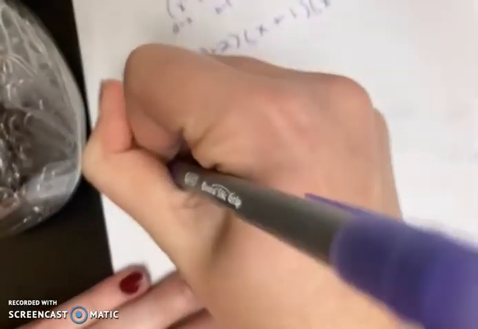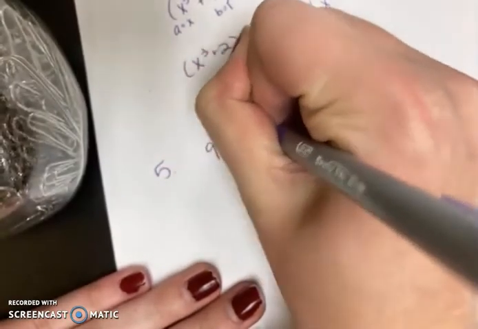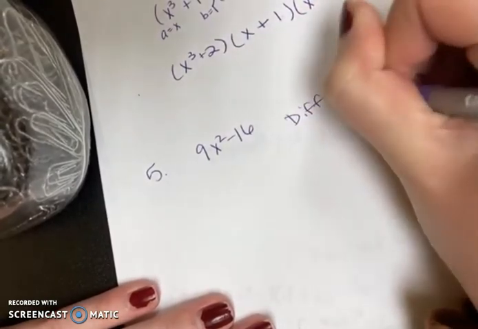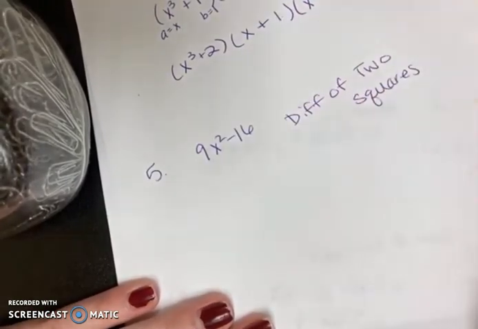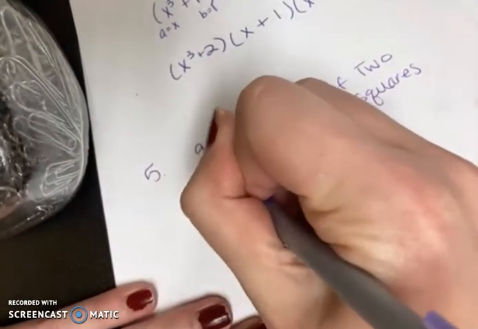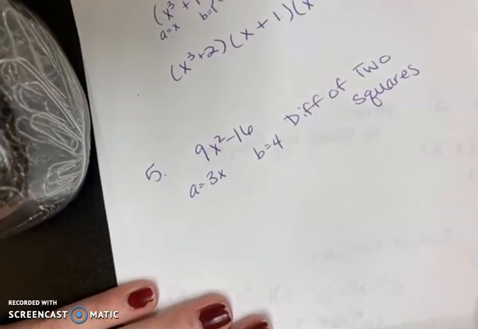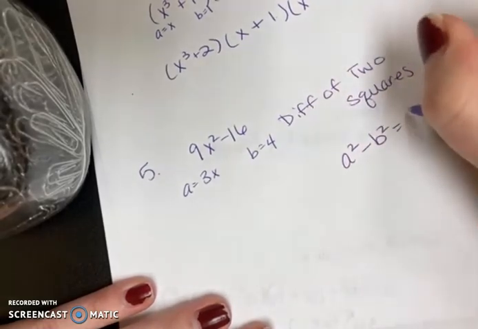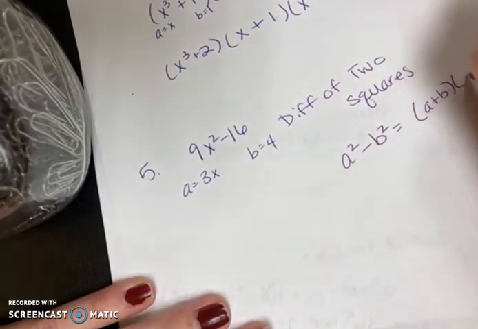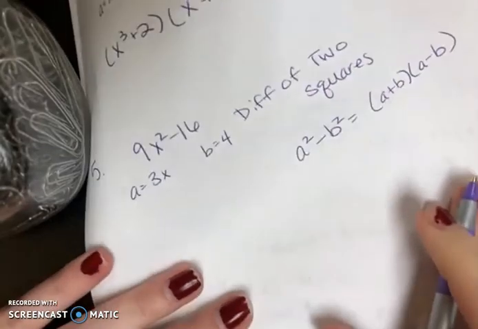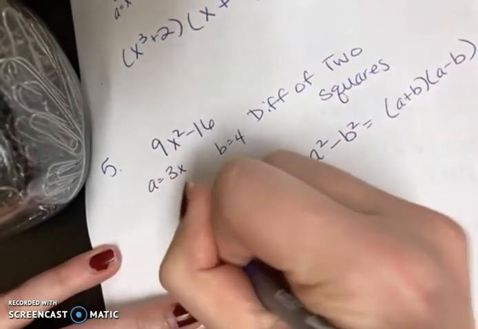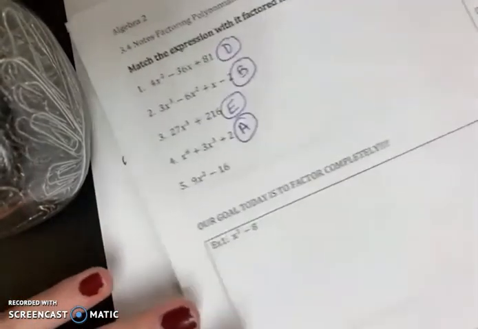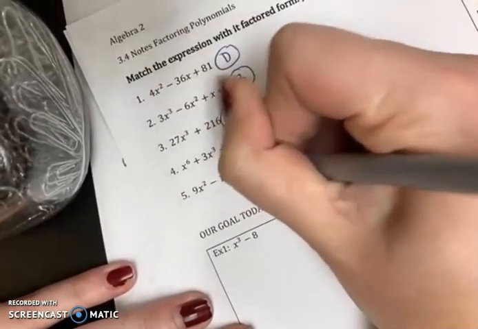Last one, number 5. This one was pretty straightforward. It was just a basic difference of 2 squares. A would have been a 3x and B was 4. The difference of 2 squares rule, if I have a squared minus b squared, it's equivalent to a plus b times a minus b. So this would be a 3x plus 4 and a 3x minus 4, which corresponds to C.